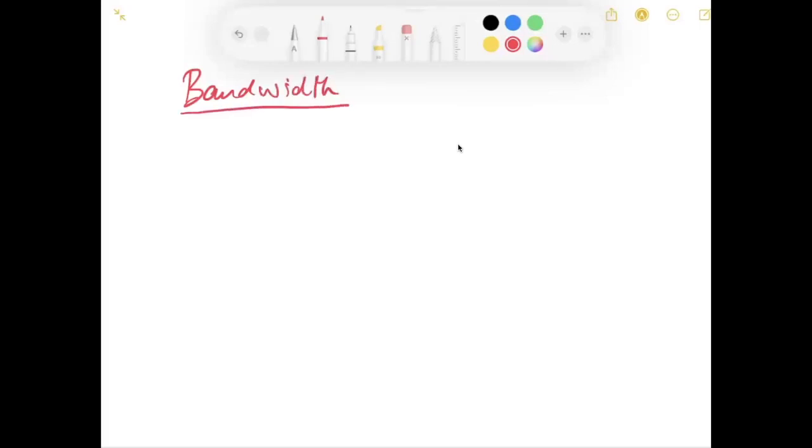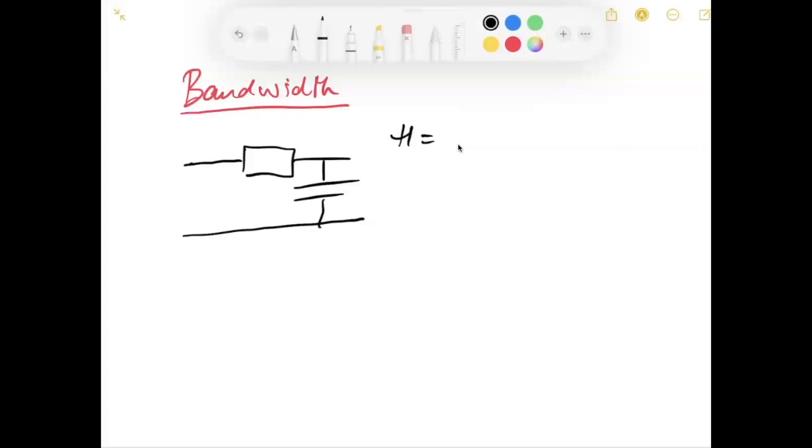Bandwidth. So let's start with a simple RC circuit. And we're doing this in intermediate AC frequency, so we're still going to use that old-fashioned way of looking at the transfer function. And we know that the transfer function for this thing is 1 over 1 plus i omega RC.